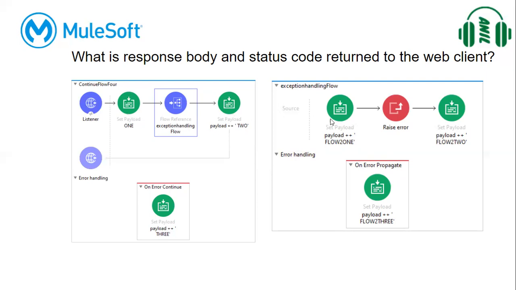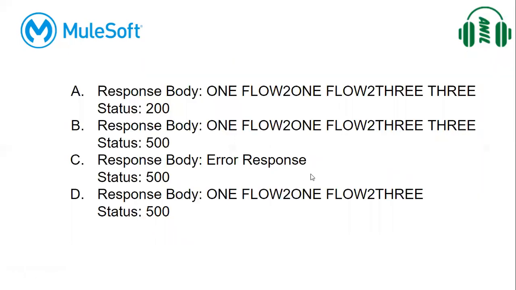1, flow to 1, flow to 3, 2 is the correct answer when we are using on error continue in both the places. Or if we are using on error continue here and on error propagate here, that is also the same answer, because it will not reach this place. Okay, so as per this question, the answer is A. 1, flow to 1, flow to 3, 3, and status is 200.